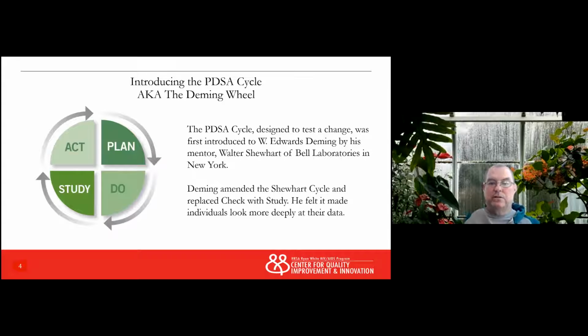Very quickly, this was first developed by Walter Shewhart when he was doing work at Bell Labs. It was called the Plan, Do, Check, Act cycle. And W. Edwards Deming amended this and took check and replaced it with study. Deming felt that he wanted people to actually look at the data that you're collecting in the do cycle. And he felt that just saying check it is not good enough. It's not robust enough.